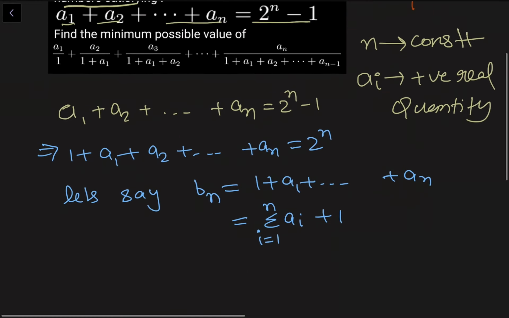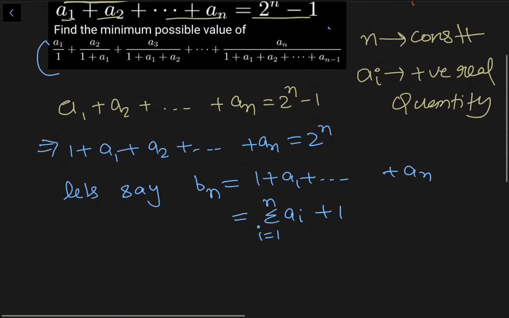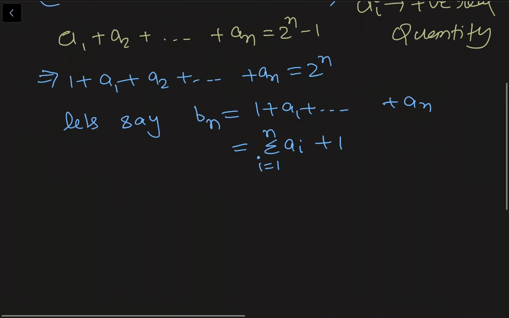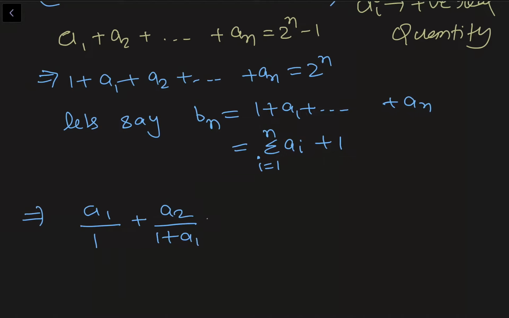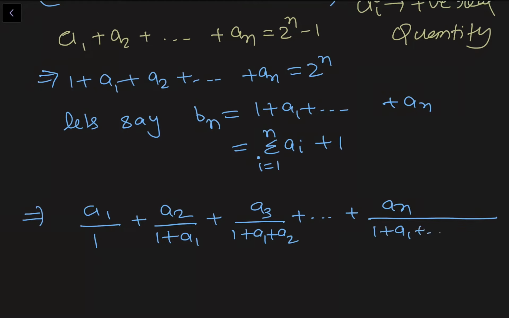Okay, now the expression whose minimum value we need to find, what is that expression? Rewrite that expression. See, the expression whose minimum value we need to find is something like this: a1 by 1 plus a2 by 1 plus a1 plus a3 divided by 1 plus a1 plus a2, and so on till an divided by 1 plus a1 till an minus 1. This is the expression. Now write this expression in terms of b and let's see what will happen.